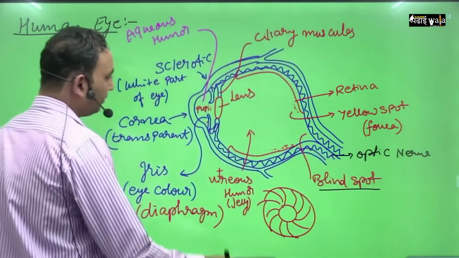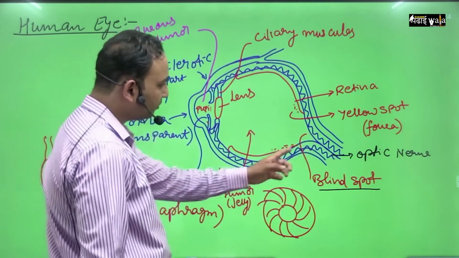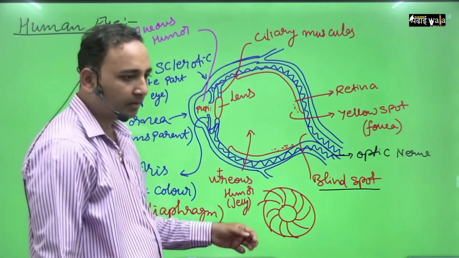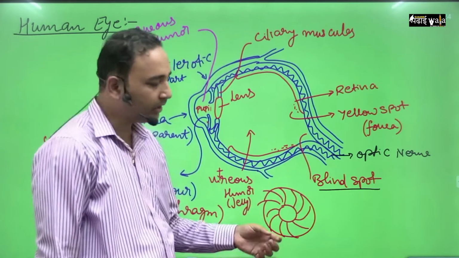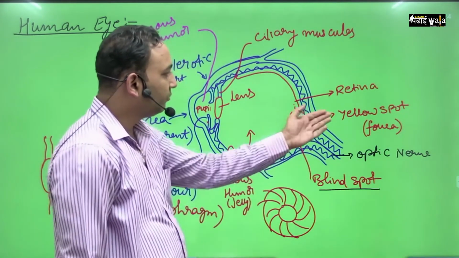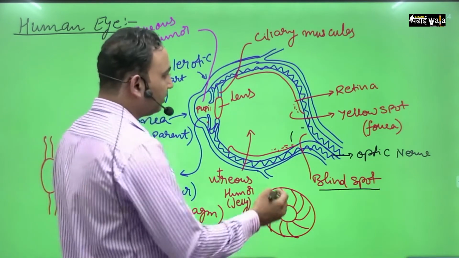Now, let's suppose the image is formed at this position. The image would not be taken up to the mind. The mind is not going to interpret the image formed at this place, because here we do not have any light sensitive cells present.